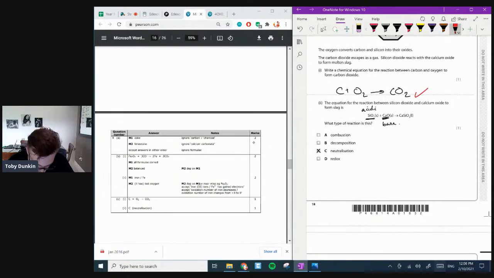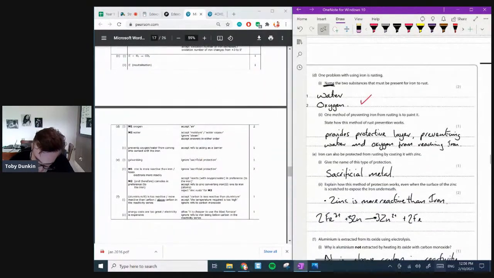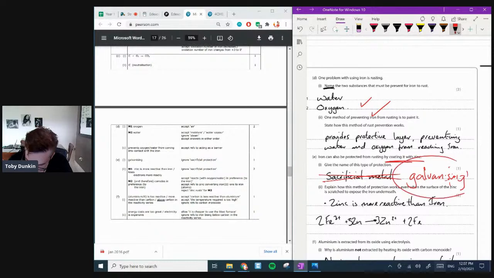Nice, carbon oxide neutralization. Oxygen and water. Galvanizing. Ooh, ignore sacrificial protection. Oh no, it's by coating. Coating with zinc. Galvanizing. First one I've really lost a mark there, guys.